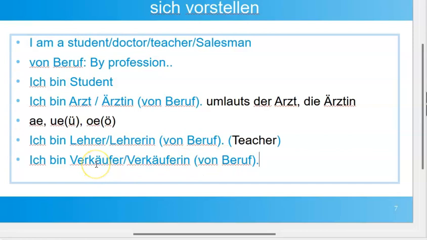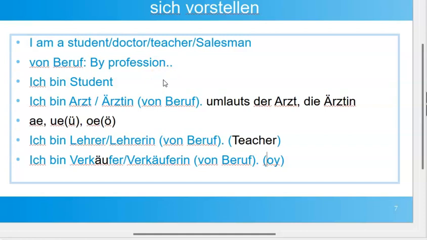Now this we can learn later on in other videos. So Verkäufer, now this A and U combination, these are the diphthongs, two sounds together. So we pronounce this as Oi, Verkäufer. This is like the sound of Oi, Verkäufer oder Verkäuferin. So let's recap this once again. Ich bin Arzt oder ich bin Ärztin.